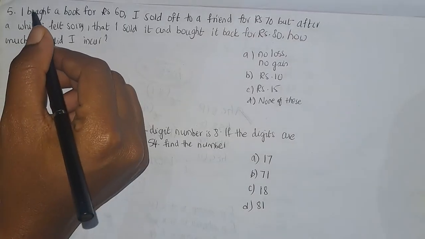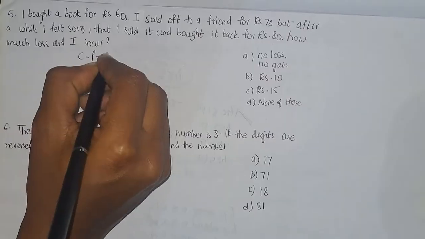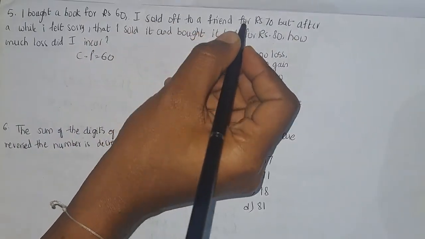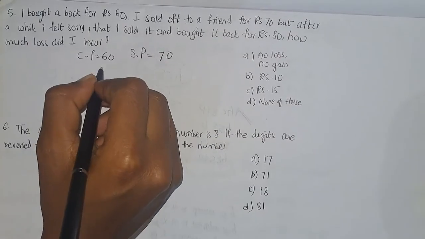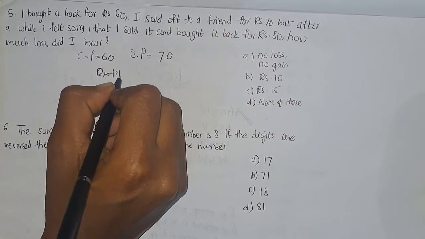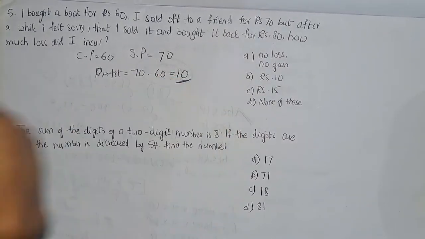In this question, I bought a book for rupees 60. So my cost price is 60. I sold it to a friend for rupees 70. So my selling price is 70. So what is my profit here? 70 minus 60, that is 10 rupees. So 10 rupees is my profit.